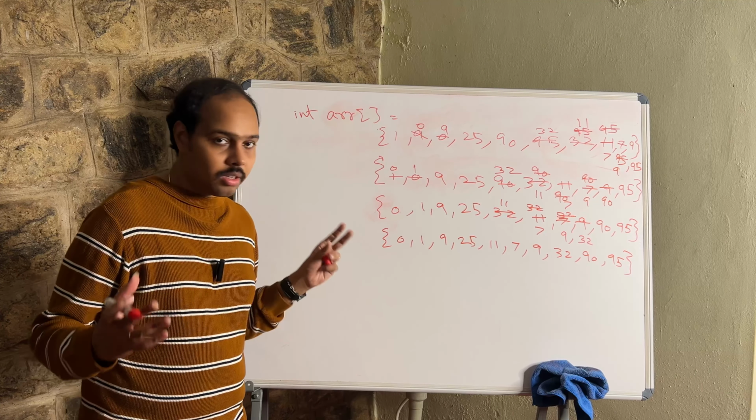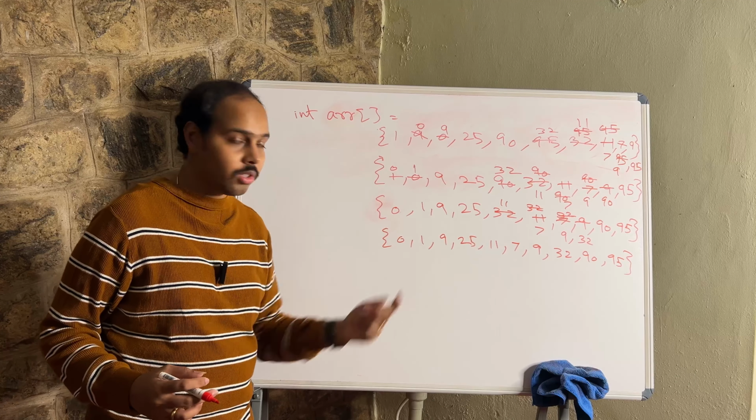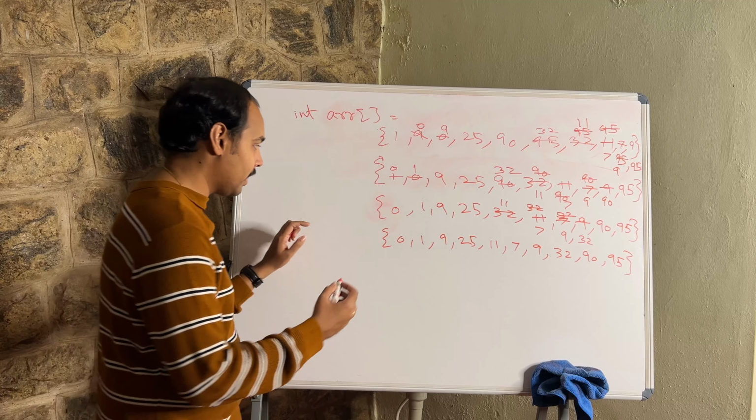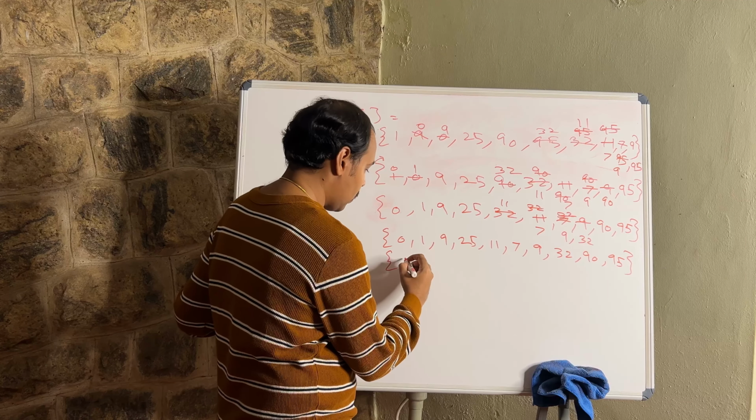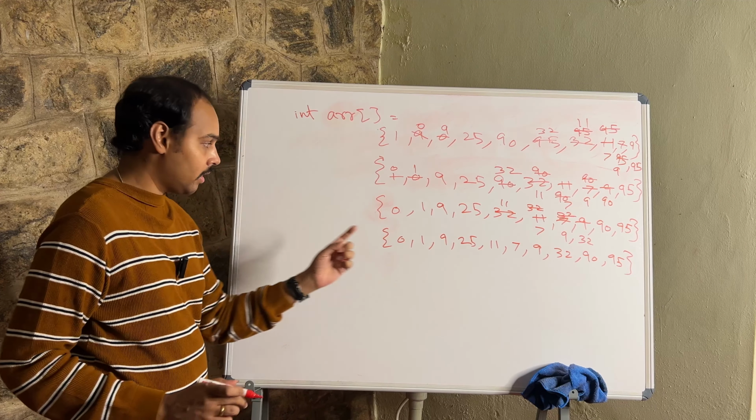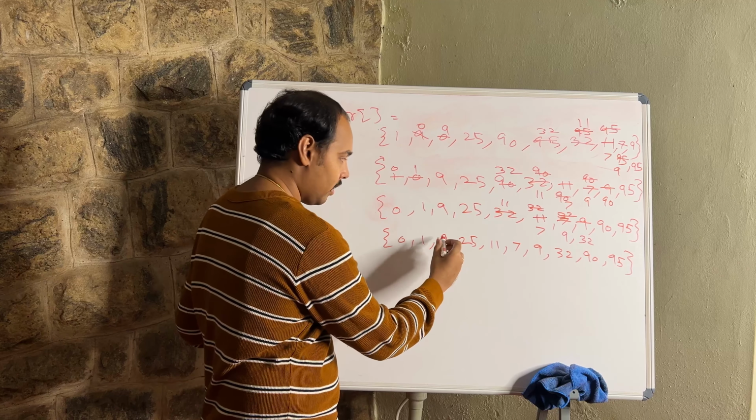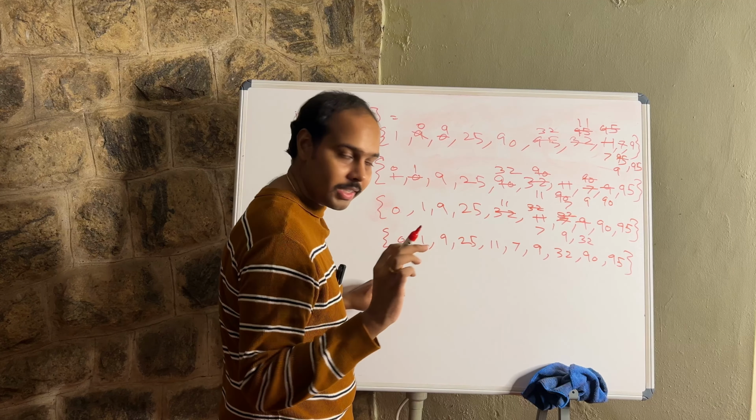Now is it in order? No, 25 is not less than 11. So do it again. 0 is less than 1. Yes. 0 is less than 1. True. 1 is less than 9. 9 is less than 25. 25 is not less than 11.